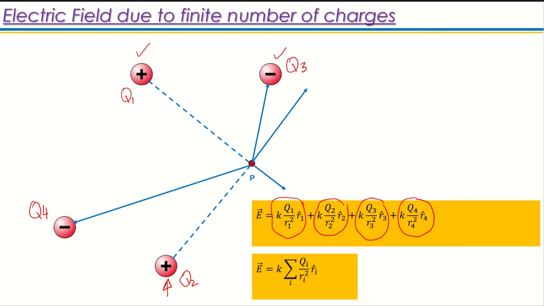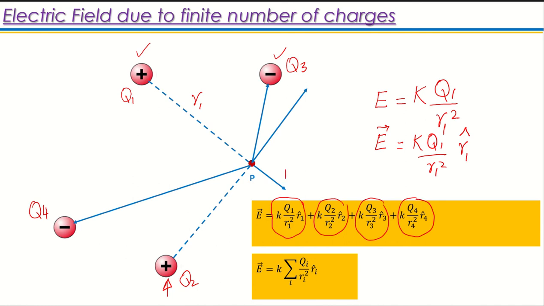Keep in mind, I wrote the value of the electric field in terms of vectors. So the electric field, for example, for Q1, the distance is R1. By using the law, we can write K Q1 divided by R1 square. In vector form, I can write this as K Q1 divided by R1 square, the unit vector R1. Unit vector R1 means this direction. So this is the reason we can write them by just adding.